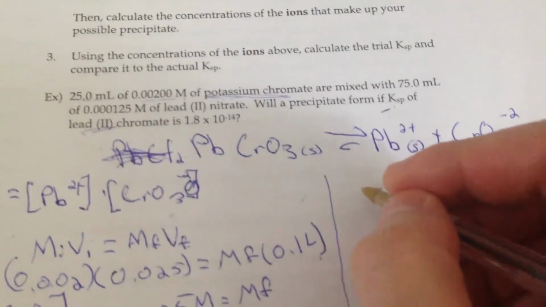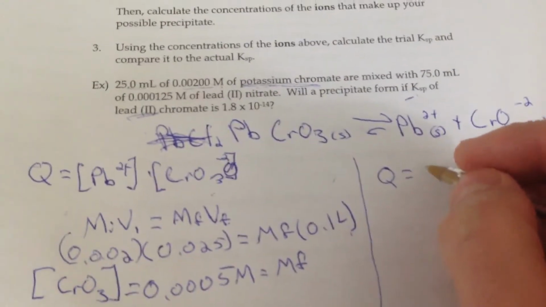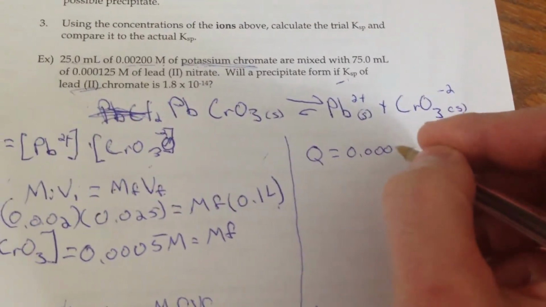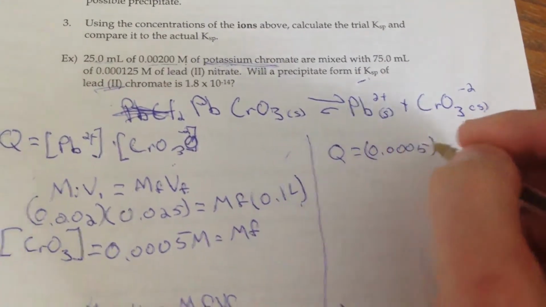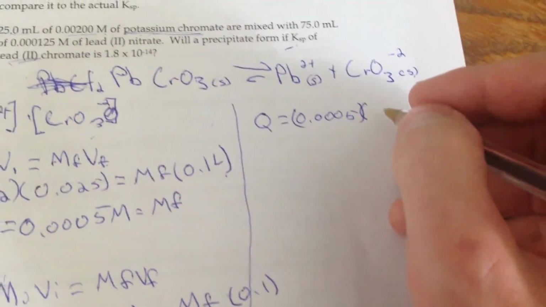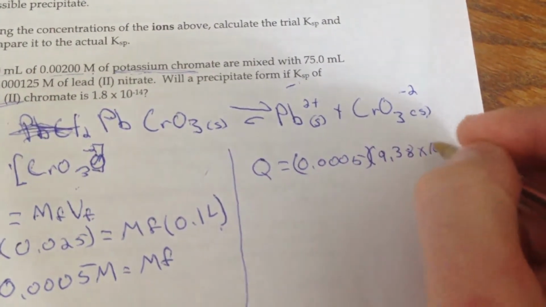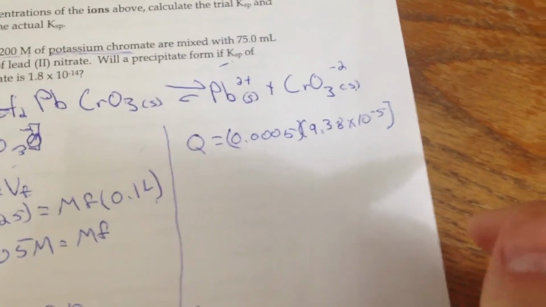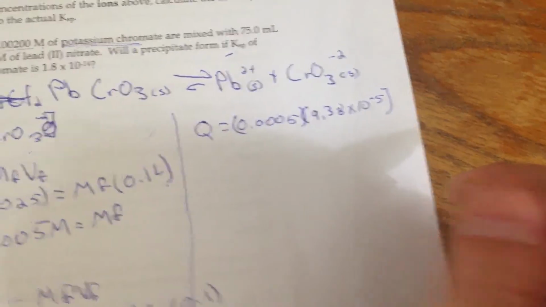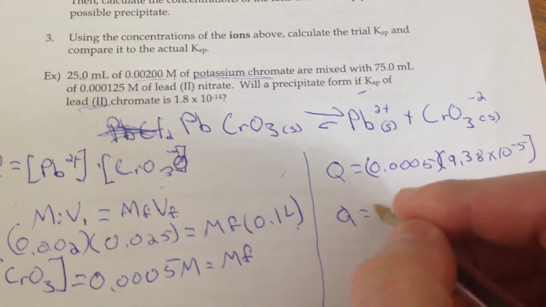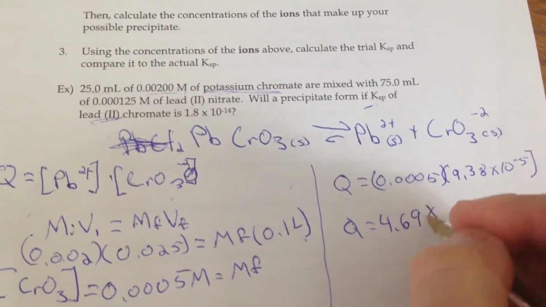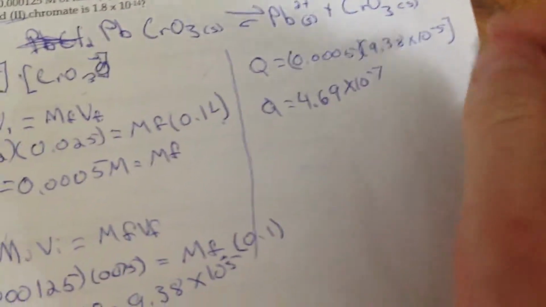So now I'm going to look at my Q value. Remember, I have Q from up here. My Q is just the two concentrations multiplied together. So it's going to be 0.0005 times 10 to the negative 5. Work that out, and I find my Q value is 4.69 times 10 to the negative 7.